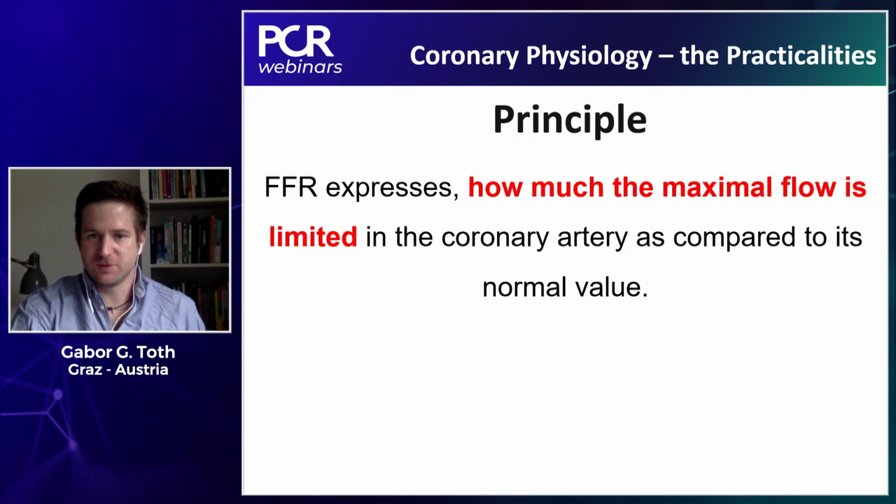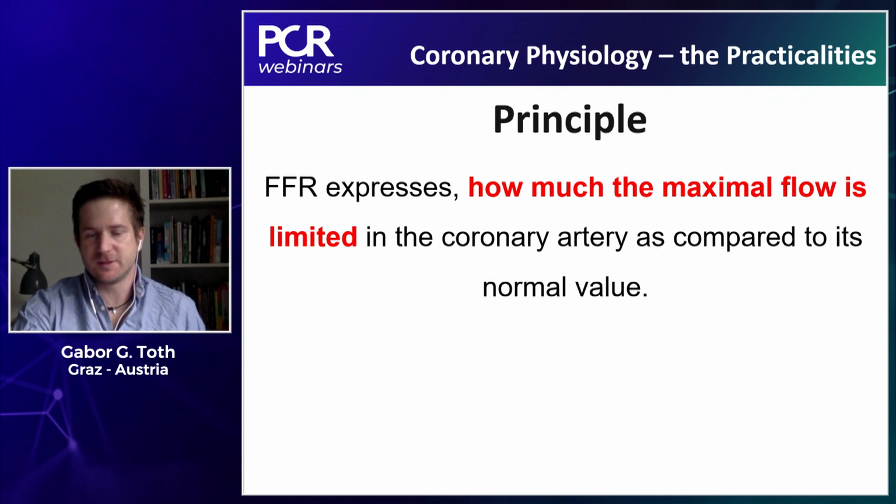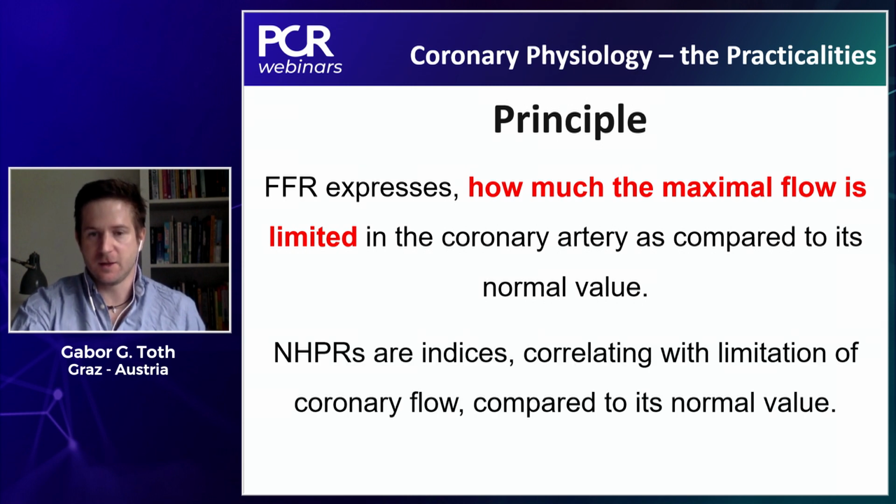What is the principle of coronary physiology? FFR expresses how much the maximum flow is limited in the coronary artery as compared to its normal value, while the non-hyperemic indices are indices correlating with the limitation of coronary flow compared to its normal value. So in general, the coronary physiology indices, FFR and non-hyperemic indices, aim to express how much the flow is limited as compared to its normal value. So what is the impact of a stenosis on the blood supply of a given territory?